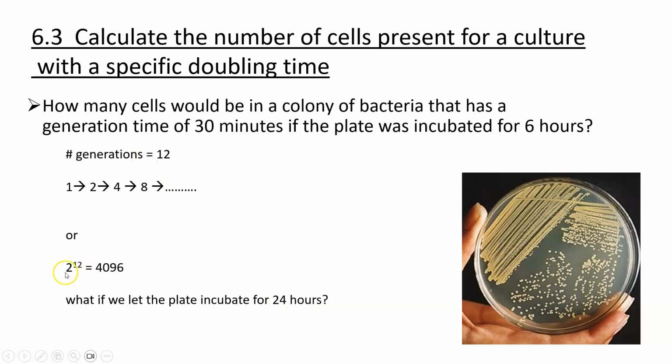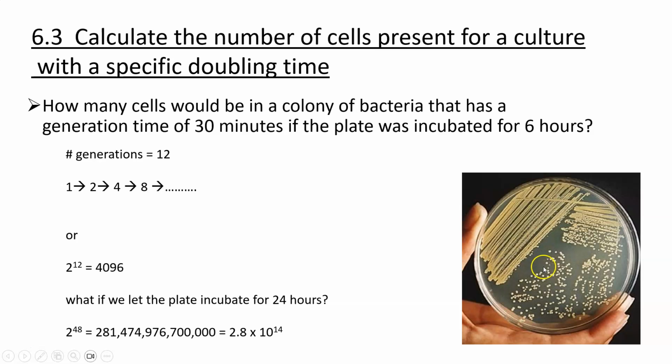So if I go 2 to the 48, oh my gosh. What is that one? A million, a billion, trillion. You'd have 281 trillion cells if we took one bacterial cell that had a generation time of 30 minutes and we incubated it for 24 hours. We'd have a trillion cells.